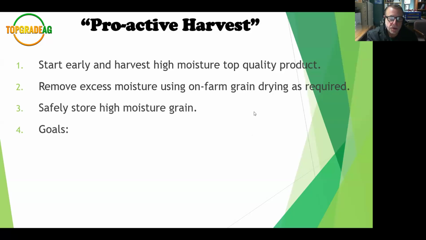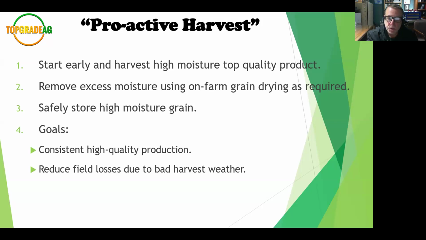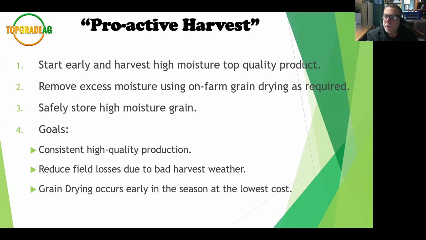So this proactive harvest has three goals. Number one, consistent high quality production. Farmers put all this effort into growing nutrient rich food, and we don't want it laying in the field. We want to capture that quality, and the quality window is extremely small. We want to reduce field losses, and if grain drying occurs, we want it to occur early in the season at the lowest possible cost.